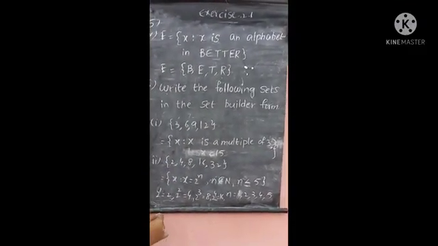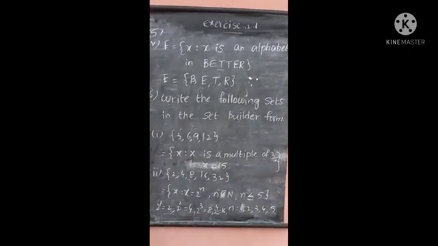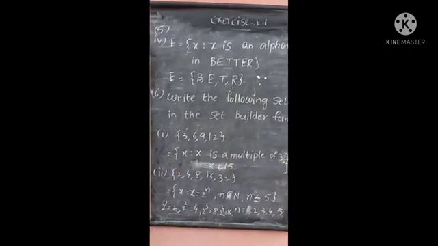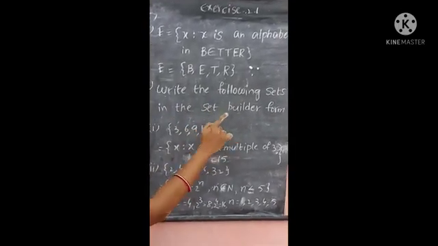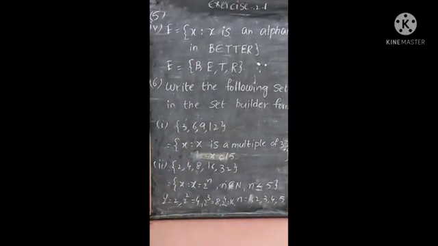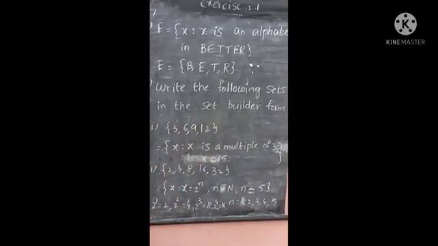Next, see the sixth question. Up to now, we wrote only the roster form. Now we have to write the set builder form. What is the given question? Write the following sets in the set builder form. Some sets are given. We have to write the set builder form for those sets.